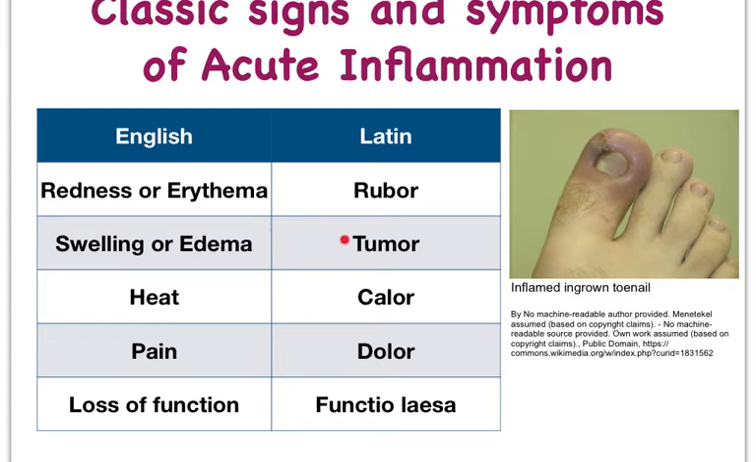Tumor, as you know, we use the word tumor in English as well, is some kind of a growth, a swelling, or we will refer to the swelling as edema more often than not. If you speak Spanish, calor makes sense, that refers to heat. Dolor, as in referring to pain, and the loss of function, functio laesa, referring to the, clearly it's going to hurt using this toe. Just looking at it gives you the heebie-jeebies.